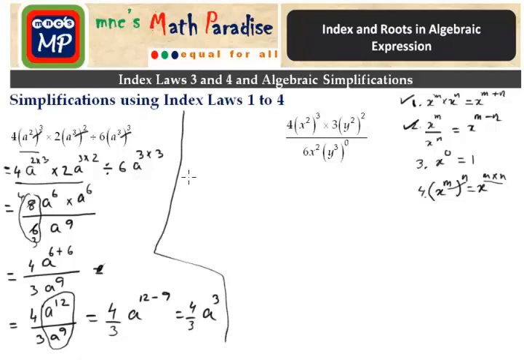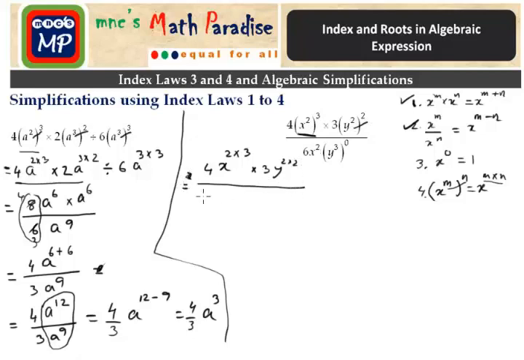Let us do another example. Here 4x squared to the power 3 times 3y to the power 2, whole squared, divided by 6x squared y to the power 3 whole to the power 0. So let us use index law 4, power on power, on this part. So we will get 4 times x to the power 2 times 3, times 3 y to the power 2 times 2. These two powers will be multiplied. Division.